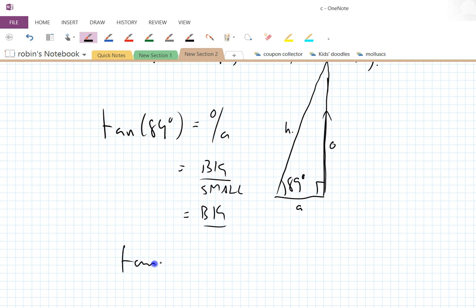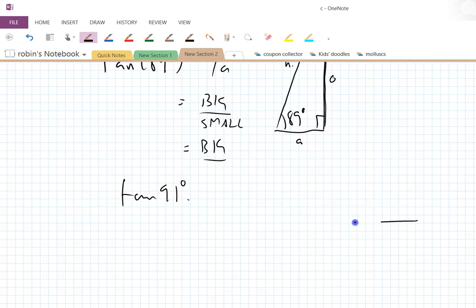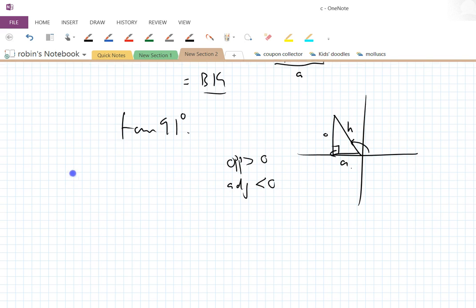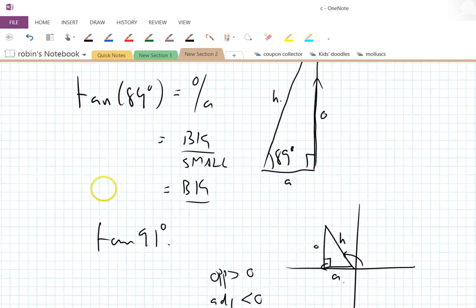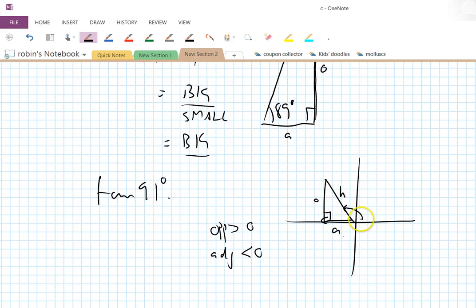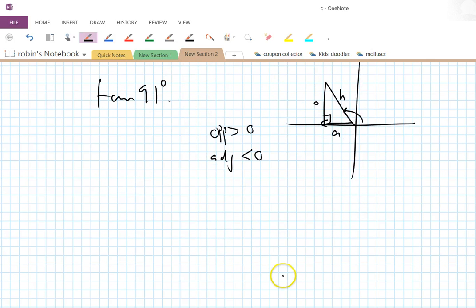What about tan 91? Well, let's have a look at that. You'll remember the quadrant analysis which we did when we go back here. There's your hypotenuse, that's the angle we've got there. That's a right angle, opposite, adjacent. Now, the opposite is greater than 0. The adjacent is less than 0 because we've gone backwards. So if we look at tan 91 degrees, it's the same shape of triangle as we've got here, but it's gone the other way. We've got to flip it over. So it's a tall triangle, but going backwards.